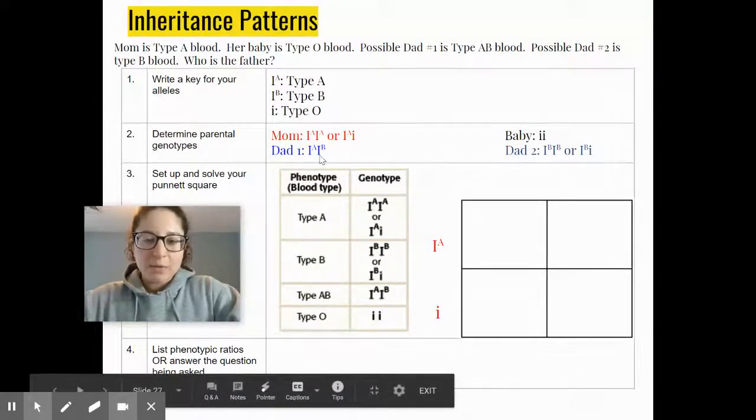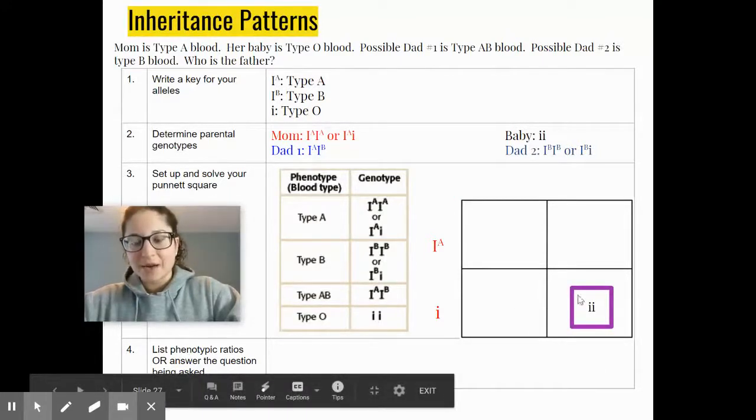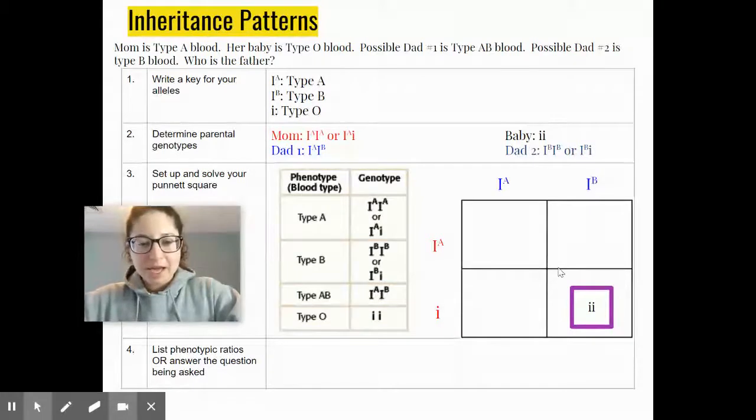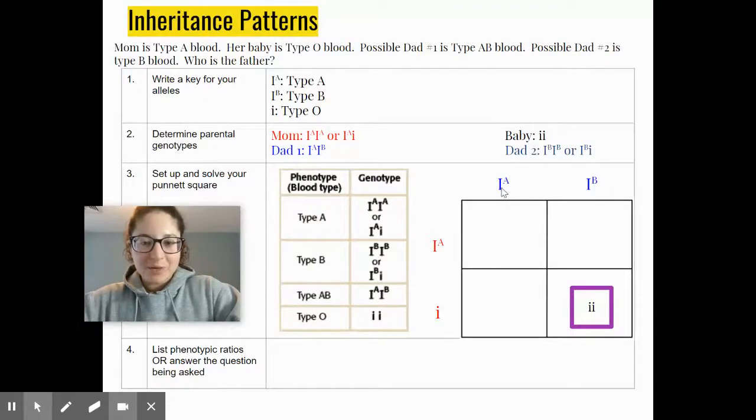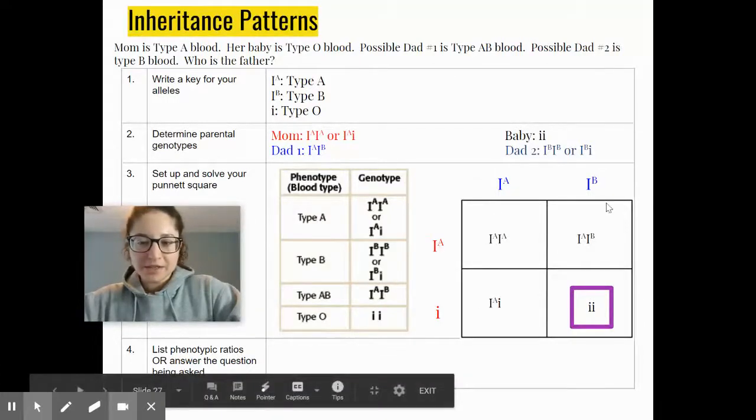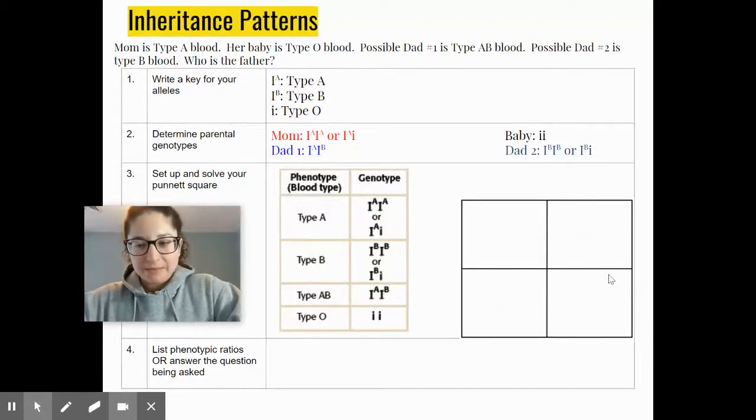If we look at dad number 1, he is type AB, so we're going to put his genotype here. Baby is ii, like I said, so we have to be able to get this genotype. Now, dad is IAIB, and if we look at this Punnett square, there's no possible way that dad number 1 can donate a recessive i to baby to make it type O blood. If we fill in the rest of it just for practice, this is what we would get. But down here, it would be IBi instead of ii. So dad number 1 can't be the dad.